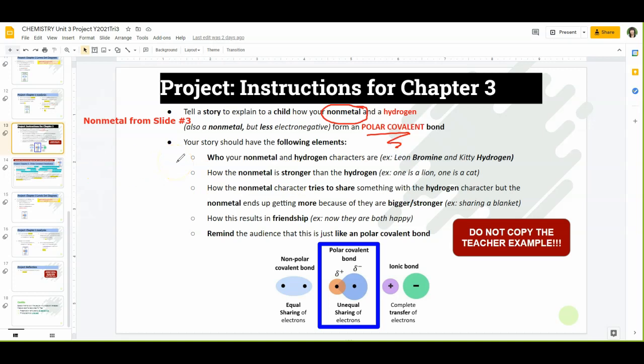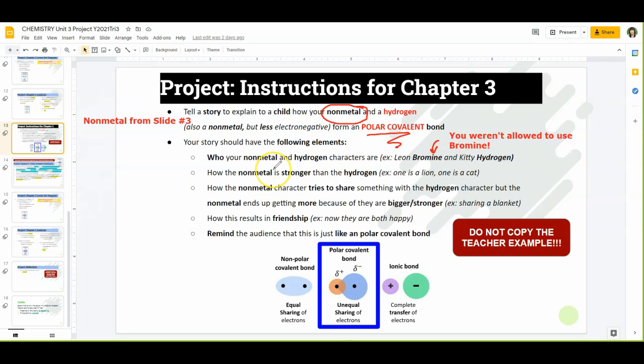So what we'll be taking a look at is we need to make sure to give our nonmetal and hydrogen characters names. Again, remember, make sure to make up first names, but their last name should actually be the name of the nonmetal or the hydrogen, right? So my example here is bromine. Do not copy because you weren't allowed to use bromine. Okay, so you can see I gave it a first name, Leon Bromine, and then my hydrogen, I gave that one a first name, Kitty Hydrogen.